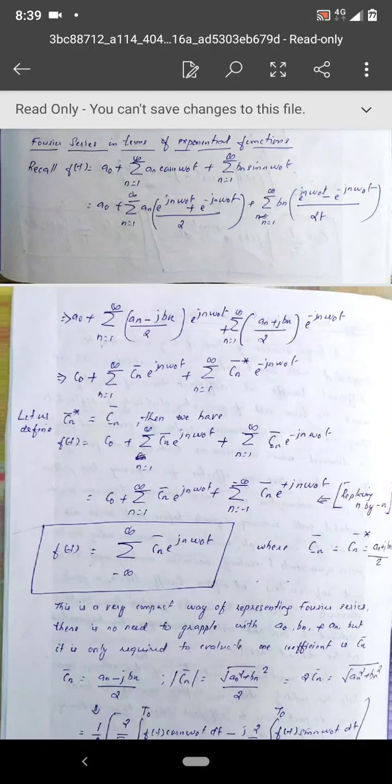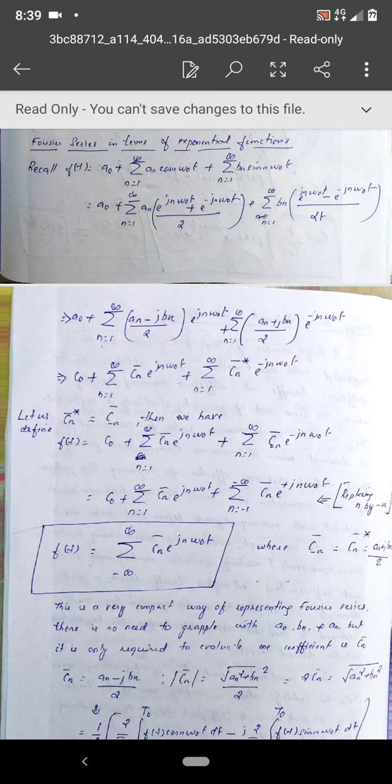So welcome back, and today we'll see the other form of Fourier series, that is, Fourier series written in terms of exponential functions. Last time we have seen series in terms of trigonometric functions. That is why we have written the Fourier series as a sum of sinusoidal functions and cosine functions along with a DC term.